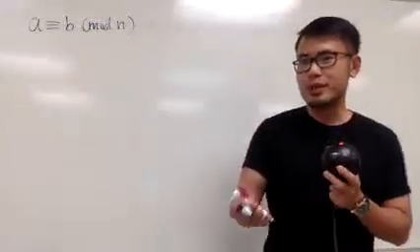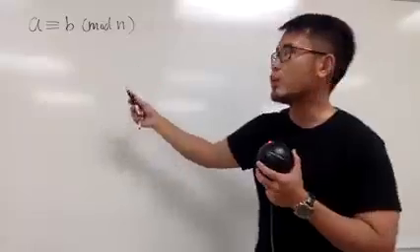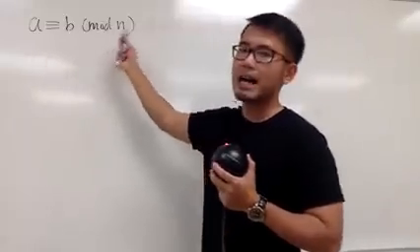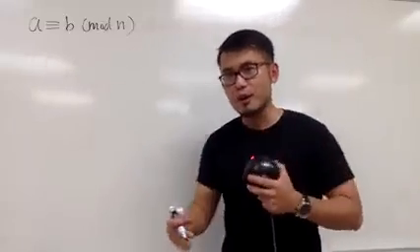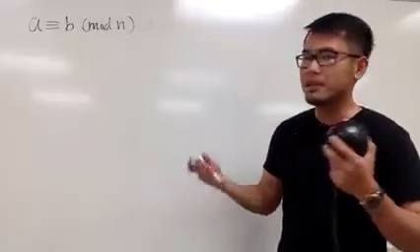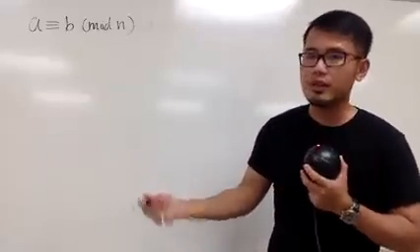In this video, I just want to quickly go over what it means when we have A is congruent to B mod N. All the following are pretty much equivalent, and depending on the situation, you can interpret them differently, okay?